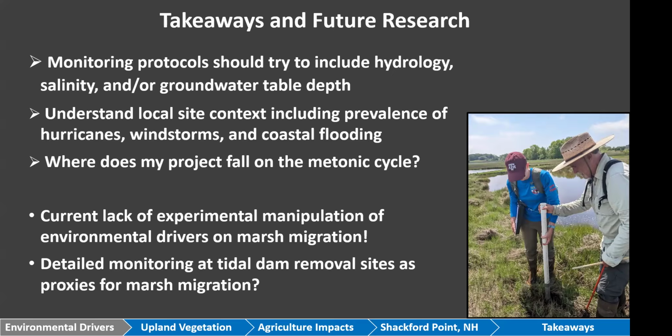Additionally, I've been thinking about this, but no one's really done a lot of detailed monitoring on tidal dam removal sites. This would give us a very quick picture of what migration might look like when you remove a barrier to the tides. And with that, I want to take a break for a second to see if there are any questions out there. I know I crammed a lot in, but I'm hoping this first section put our frame of reference in mind when thinking about marsh migration.